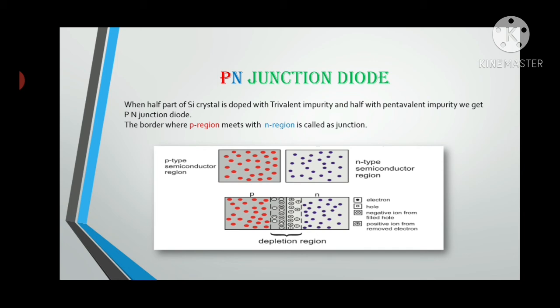This trivalent impurity and pentavalent impurity we have already seen in intrinsic and extrinsic semiconductors in 11th standard. The border where the P region meets the N region is called the junction. As shown in the diagram, you can see the diagram consists of many parts. The red color dots are the P type impurities, and the N type impurities are shown by blue color dots. The negative and positive ions are formed in the junction, and it is called the depletion layer.